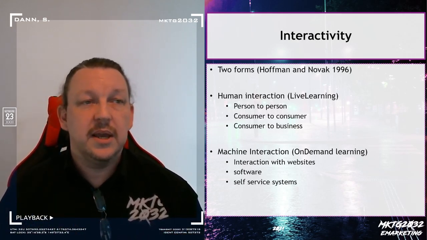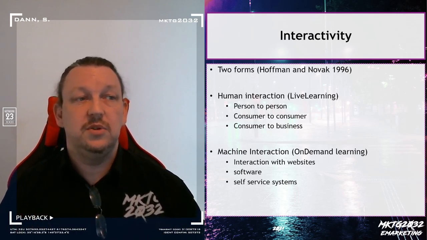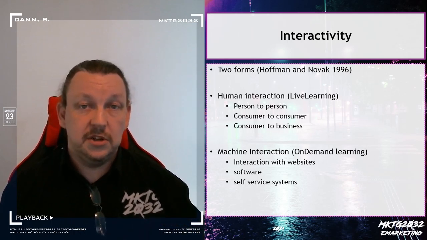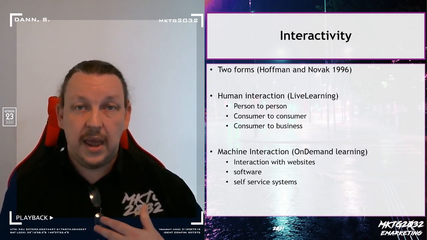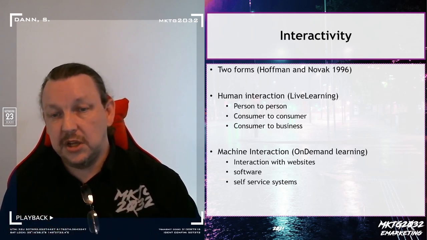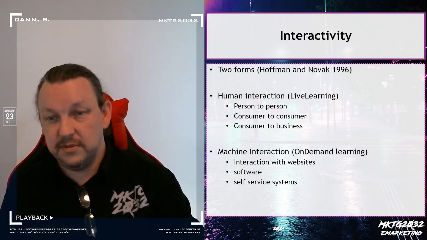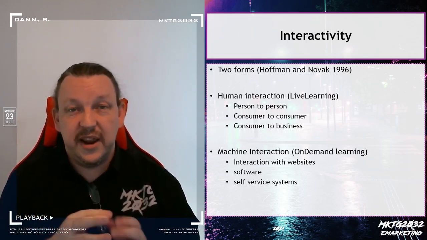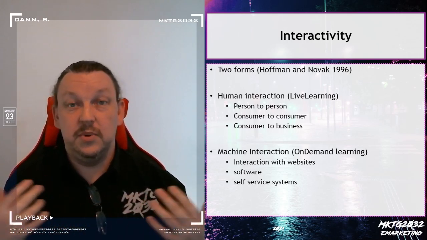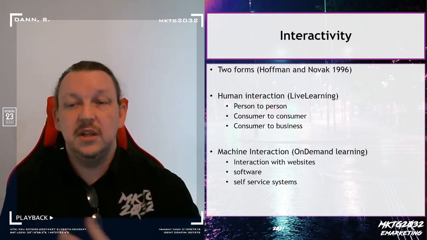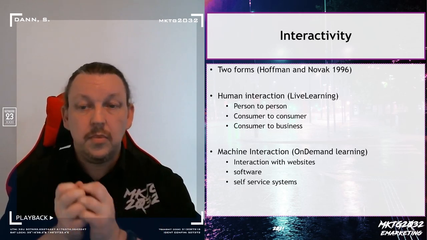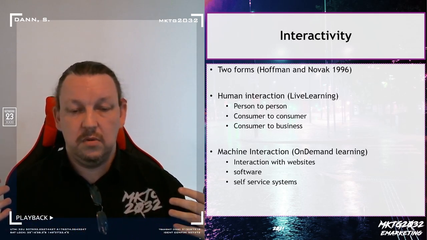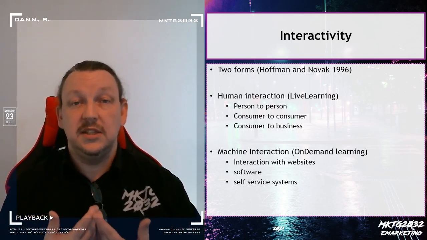Hoffman and Novak talk about this back in the 96 paper, the one that's been really influential. There are two forms of interactivity in the course. There's the human interaction, which is live learning and the forums. And there's machine interaction, which is also the forums. Kidding. The idea of the human interaction is this is the real-time interplay between people, whereas the machine interaction is the on-demand learning. Effectively, interactivity as real-time or interactivity as asynchronous.